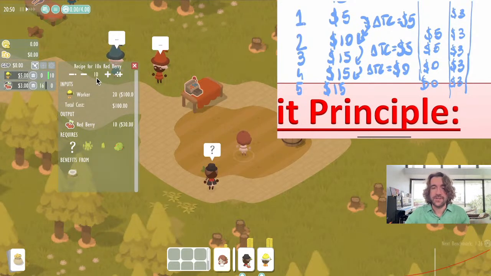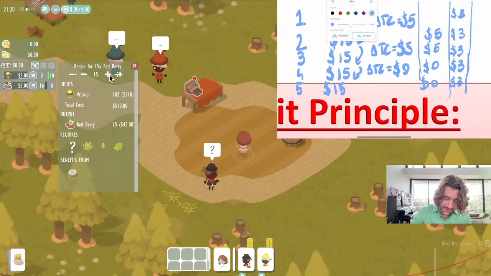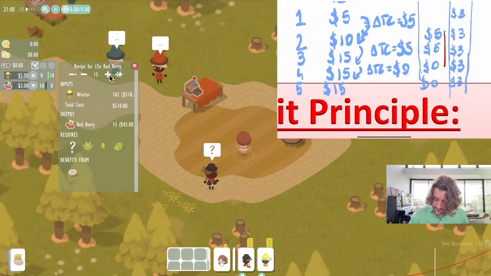If I want to produce 10, I'm gonna have to hire 20 of them. And you can see that the more red berries I produce, the higher the extra number of workers required, and so the higher the marginal cost. This also captures something that happens in the real world. Even though at the beginning the marginal cost may be decreasing, as you can see here, decreasing from 5 constant and then decreasing to 0.